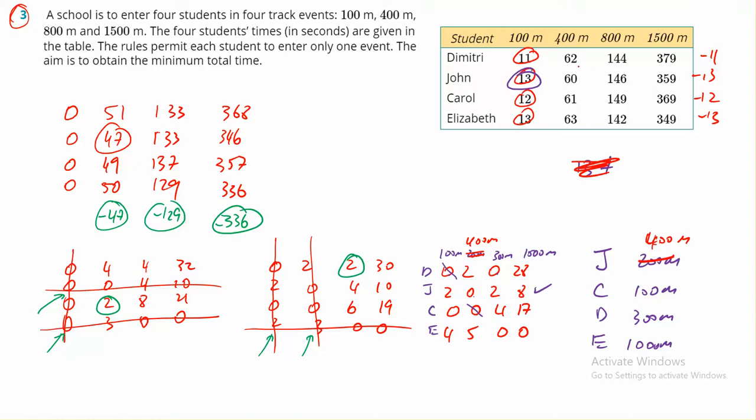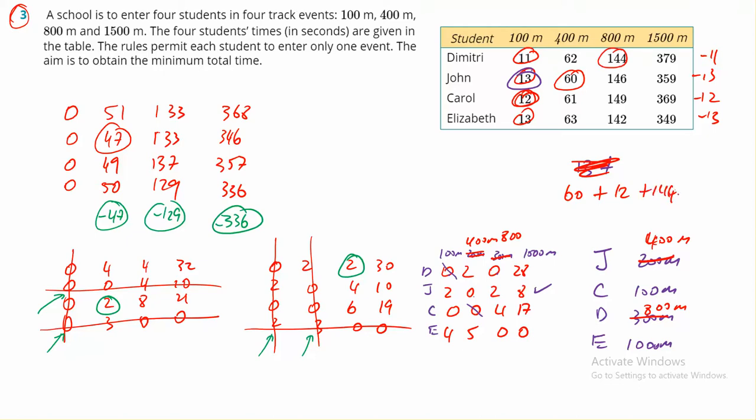So John doing the 400 meters. John 400 is here, so he takes 60 minutes. Carol does 100 meters, so Carol does 100 meters in 12. Dimitri does 300 meters. It's not meant to be 300. That's meant to be 800. Okay, so that's 800 meters. So Dimitri does 800 meters. 144.